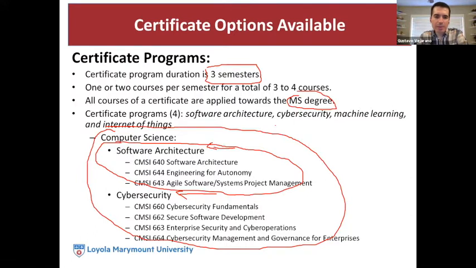Basically, the certificates are for emphasizing an area of interest, or if the student is not really sure if they want to commit to the whole MS degree, they can do the certificate. And if along the way they decide to go for the MS degree, those 3 courses would count for the degree as well.